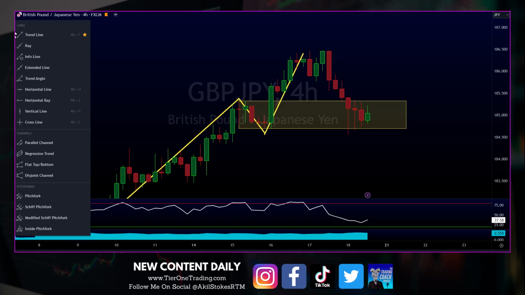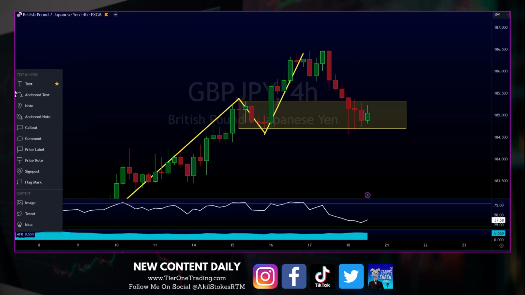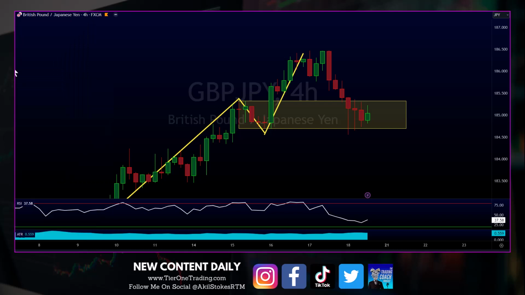If I can find my arrow thing, they've been moving this thing around everywhere for the last week here on TradingView. I'm trying to figure out where it's at. Here we go. Apologies for the dog in the background, right?